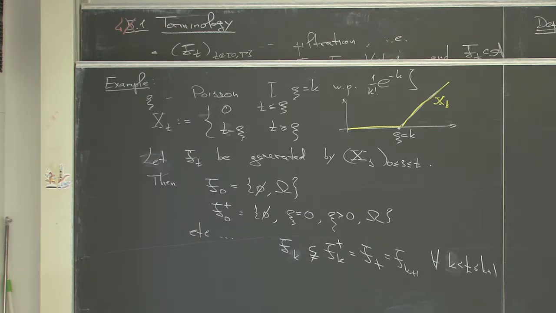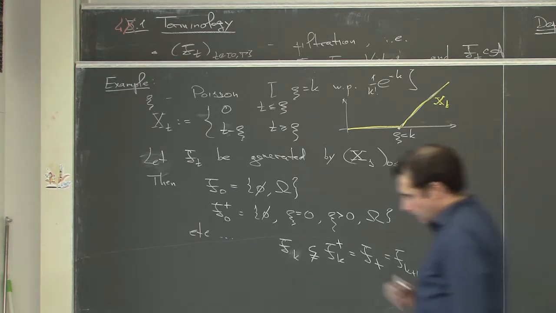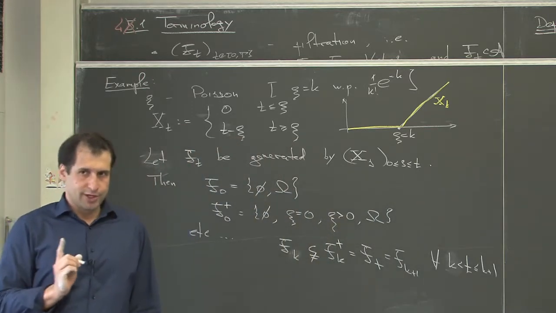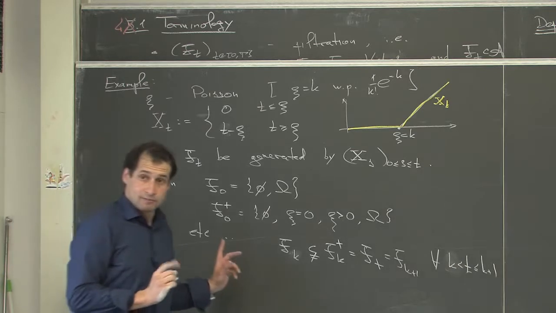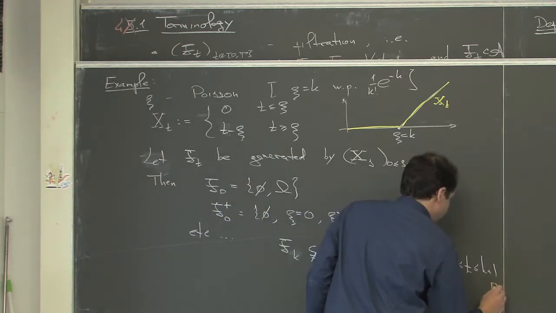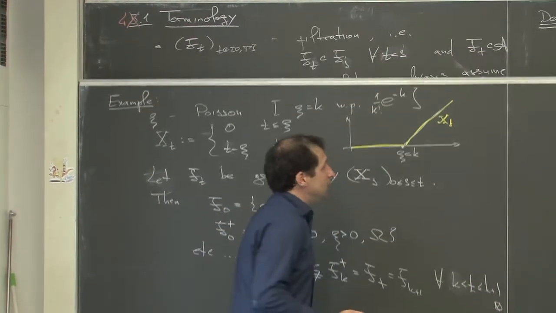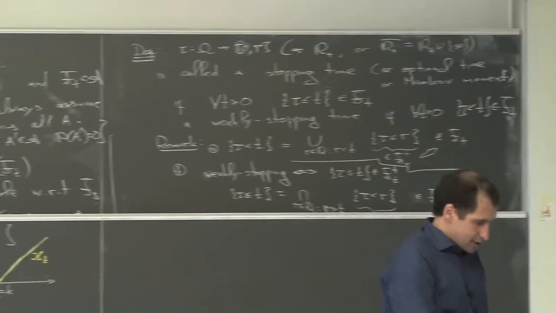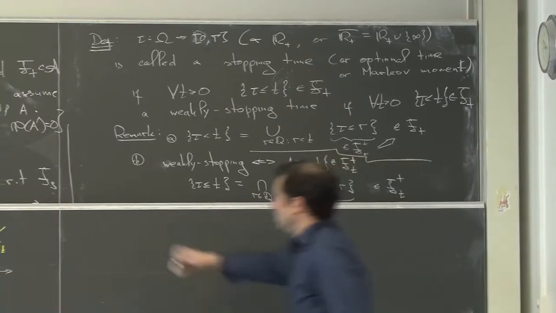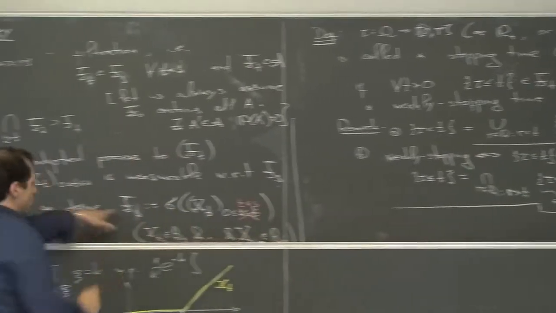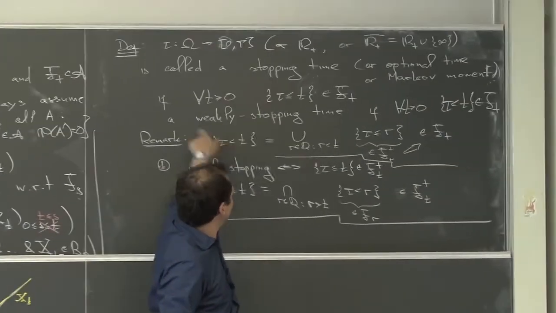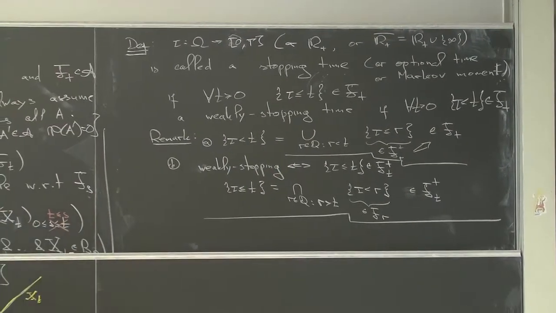So what is the message? What is the bottom line here? The bottom line here is that Ft plus contains more information in general than just Ft. So in general, if you just say, okay, let me start with a process, and then let me define the filtration this way, then the notion of stopping time and weakly stopping time are different. Good.